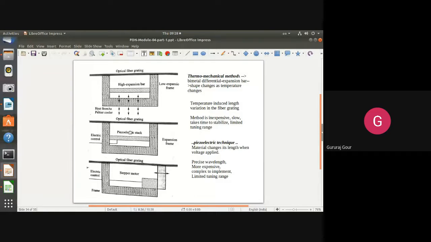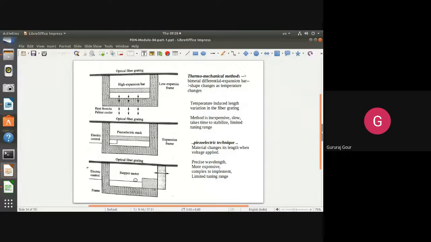The second one, in the piezoelectric technique, the material changes its length when voltage is applied. So we get precise wavelength selection, but it is more expensive because piezoelectric things are costlier, complex to implement, and a limited tuning range will be achieved.